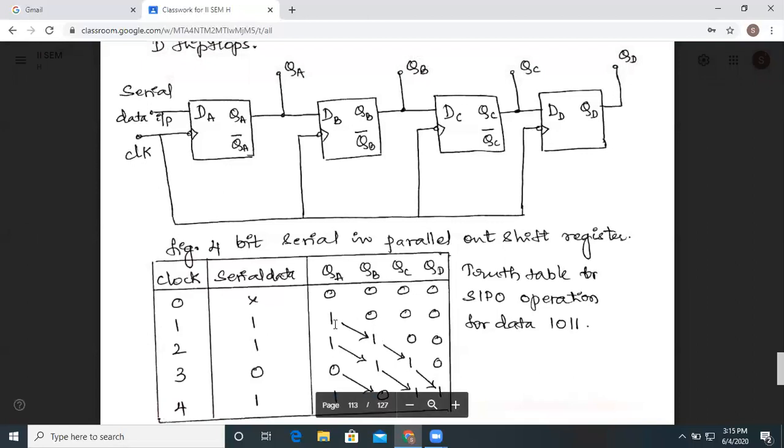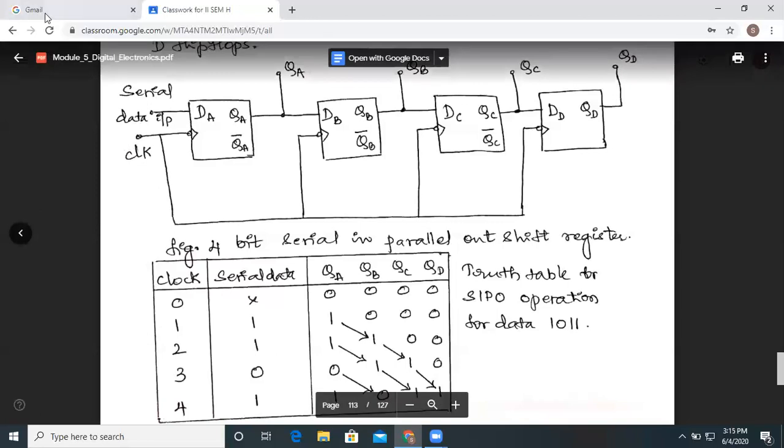So what will the output QA be? After one clock pulse is given, whatever data we give for the first one will appear at the output. So when we feed 1 in the serial data input over here and apply 1 clock pulse, whatever data is available over here will appear at the output of the first register, the first flip-flop.